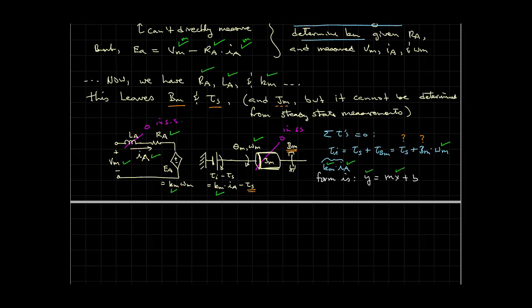The x in this case is ωm. As long as we can take measurements at multiple points on this plot, on this line, then we can determine m, which is Bm ultimately, and b, which is our tau s. Now the challenge here is that you can't directly set ωm. We don't have like an ωm energy source. You know, what do we get to change? We get to change Vm, right?